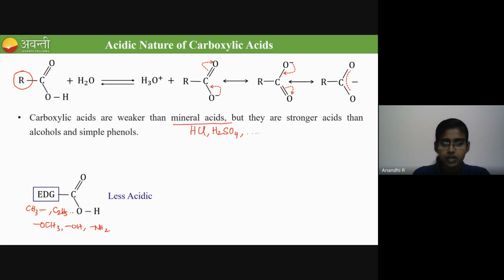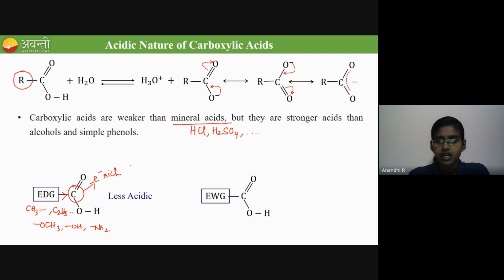Since we are donating the electrons here, the carbonyl carbon, this carboxyl carbon, is getting more electron rich. The center is getting more electron rich. So electron rich species are basically called bases, right? So it is getting basic, or we can say the system is less acidic.